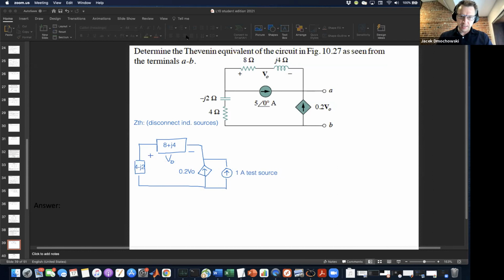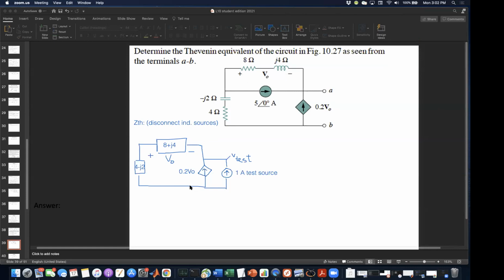And the thing that we're interested in is, and I'm going to call this point here, the notation here can be a little bit hairy. I'm going to call this V test. So the ratio of V test to 1 is going to be our ZTH. Okay, so my question to you is, what technique can I use to solve for this V naught here? Could you use a mesh? I could, but I don't need to. But it's related to mesh.